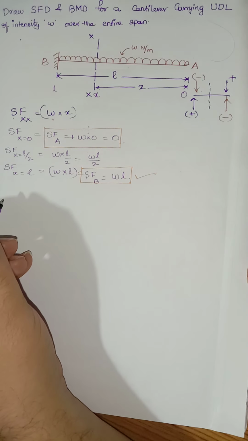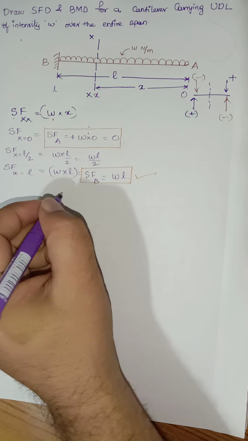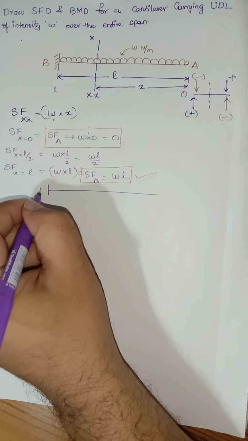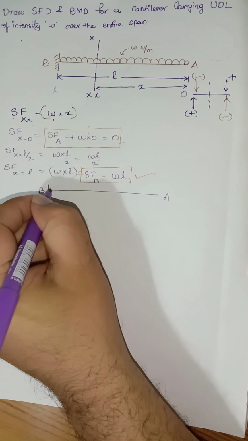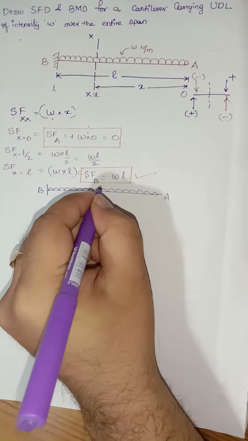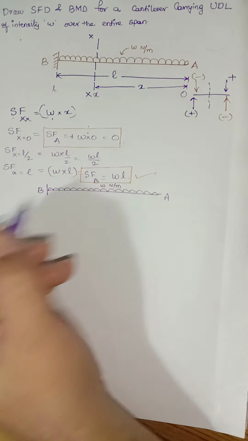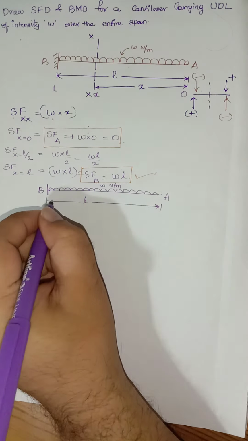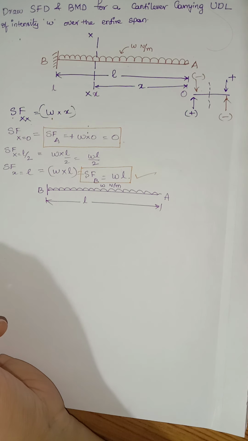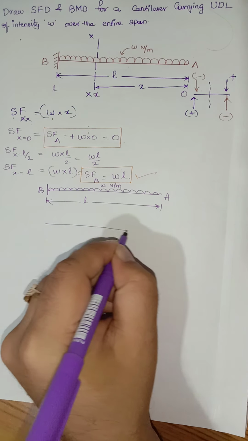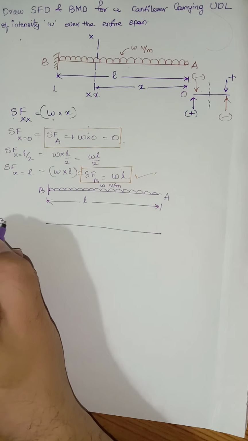Right. Now, let us go with the shear force diagram. This was the beam. This is point B. Here we have point A, on which there is a loading of W newton per meter acting over the entire span of L. Now, I told you, for a cantilever, we always have to start from the free end. Now, I'm drawing the baseline. This is called the baseline.